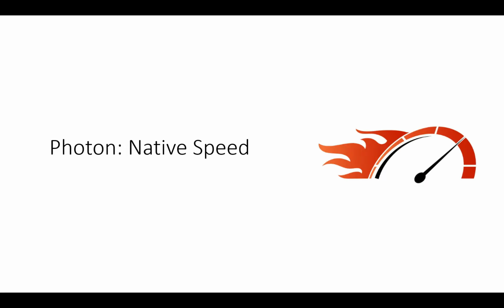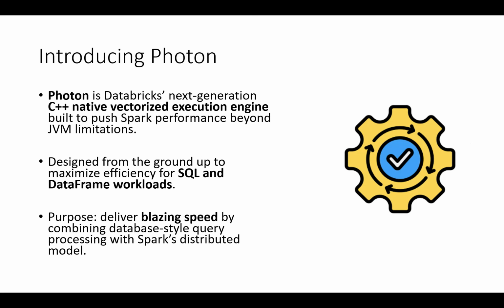Right? Now let us talk about Photon. Why was Photon introduced? We know the Catalyst optimizer is performing well in terms of optimization, but there are still limitations of JVM that we spoke about. So Spark came up with a new execution engine, which is Photon, which is built for speed. What is Photon? Let's first understand that.